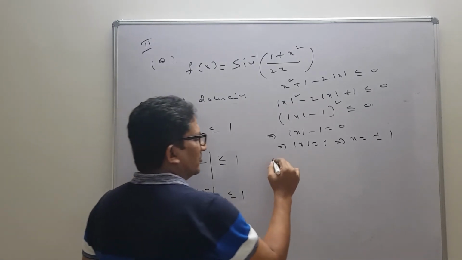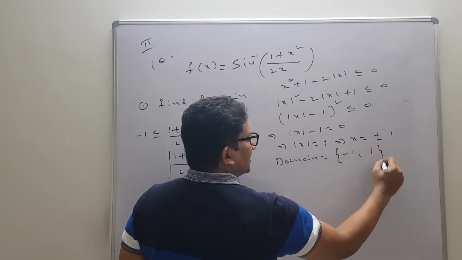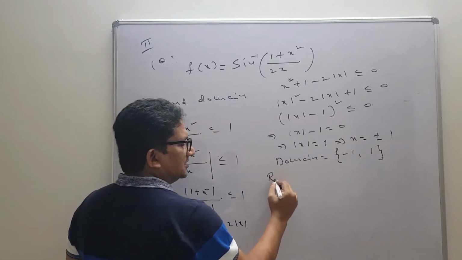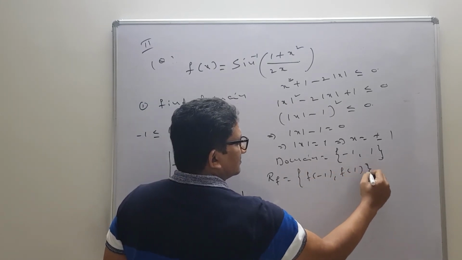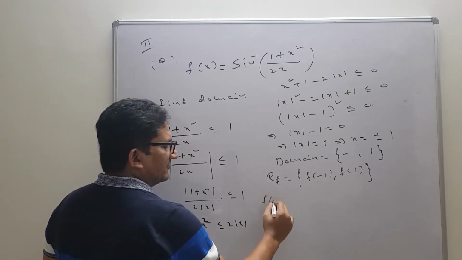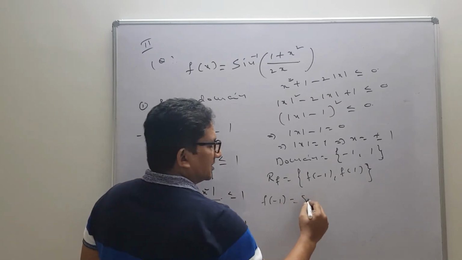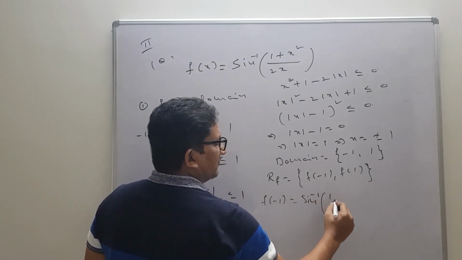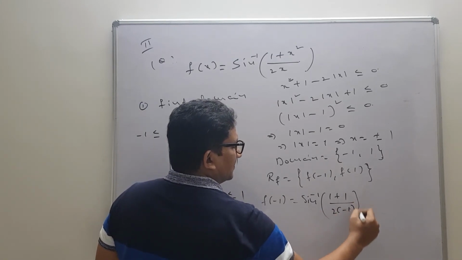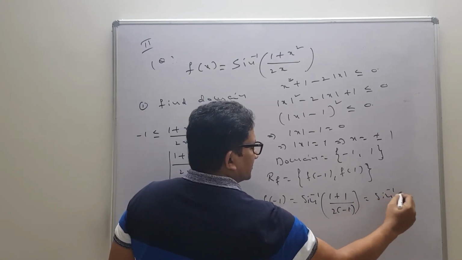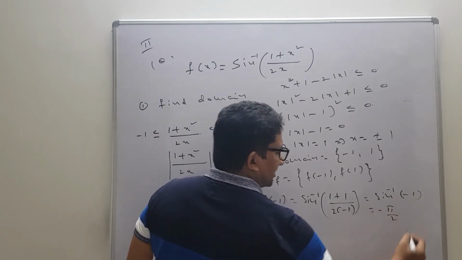That means the domain contains discrete values, minus 1 comma 1. So then the range of the function is f of minus 1 comma f of 1. So now we will calculate f of minus 1. F of minus 1 means put x equals minus 1 in the question. That is equal to sin inverse of (1 plus minus 1 whole square, which is 1) divided by 2 into minus 1. So 2 gets cancelled there. So we will get sin inverse of minus 1. Sin inverse of minus 1, we know, is minus pi by 2.